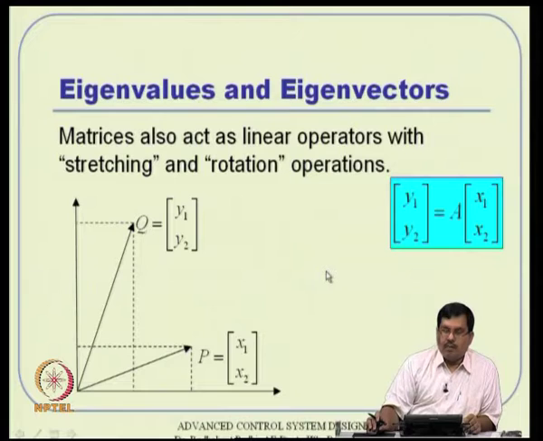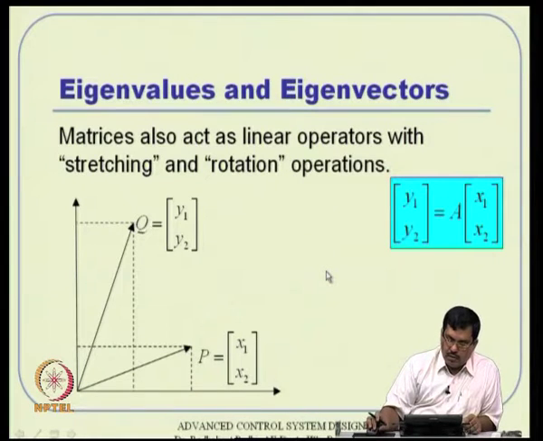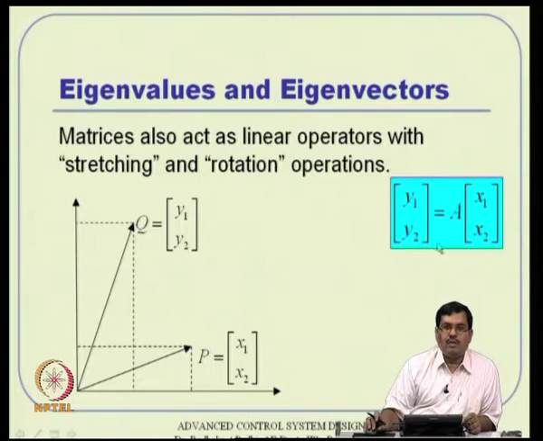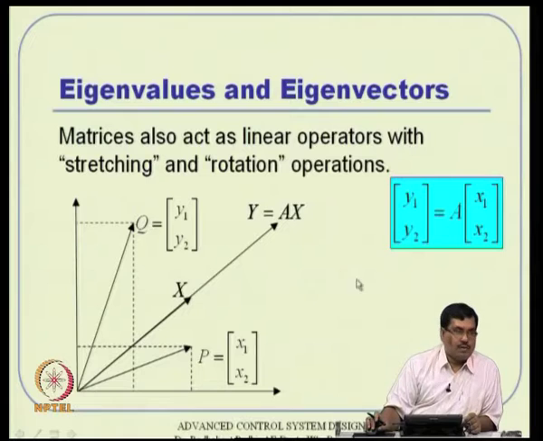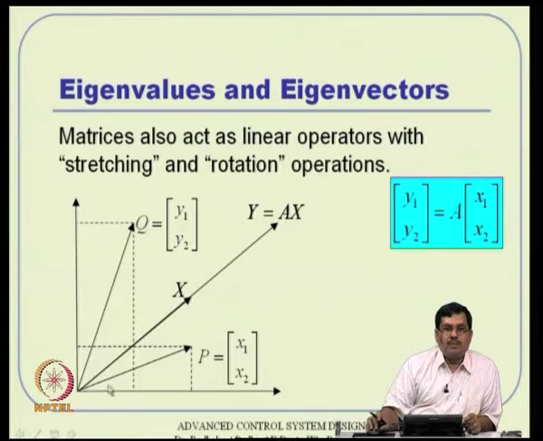Now we naturally ask the question: does there exist some vector, with respect to this particular matrix, for which it can act only as a stretching operator? There is no rotation. If I take this vector x and multiply it with this matrix A, I will get some other point, but that will be only a stretching operation, not a rotation.